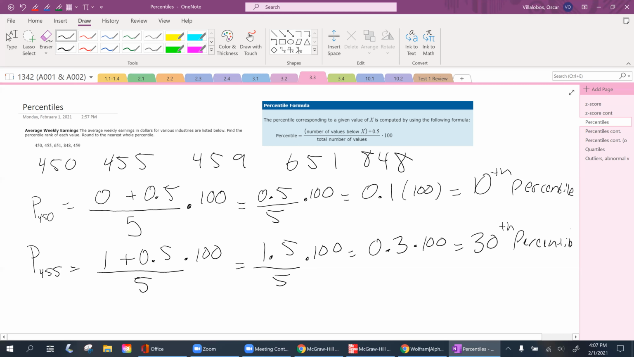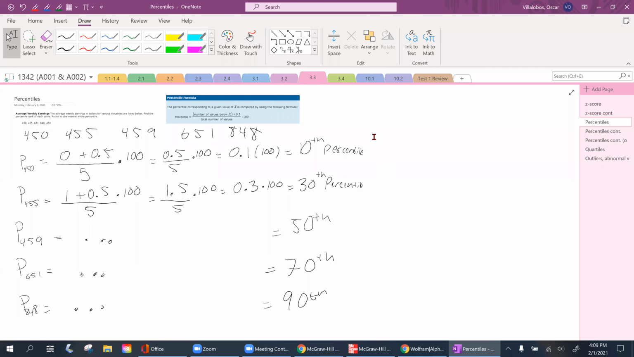And we're going to do this for 651, 848, 459, and let's do that now. Here are my values. For 459, that is the 50th percentile. For 651, that's the 70th percentile. And for 848, that's the 90th percentile. And this is all I would ask you to find. So this pretty much covers this section.